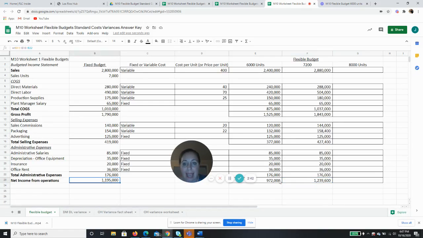And that's right. And a lot more than it was in my 6,000 flexible budget, because that was a lot fewer units. And it is. Okay, cool. So now we're going to do the same thing for 8,000.